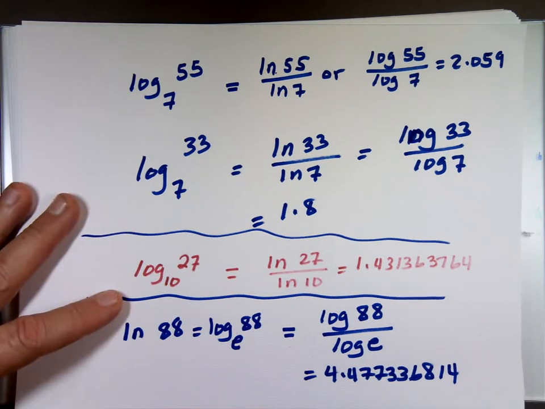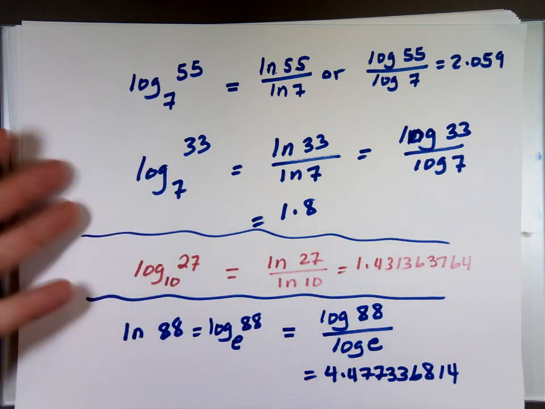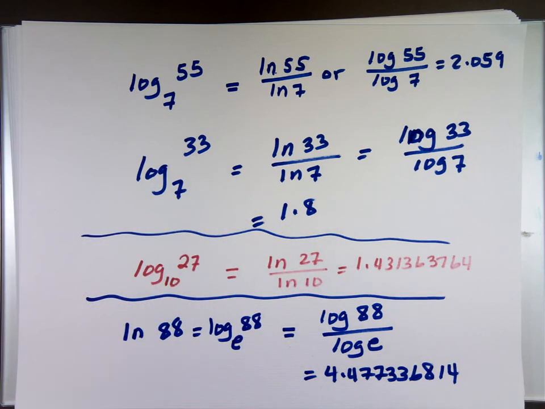So that's how you can use actually the log to get the natural log, and use the natural log to get the log. It's called the change of base. And that's the end of section 13.5. Those are actually the two easier sections out of the three tonight.